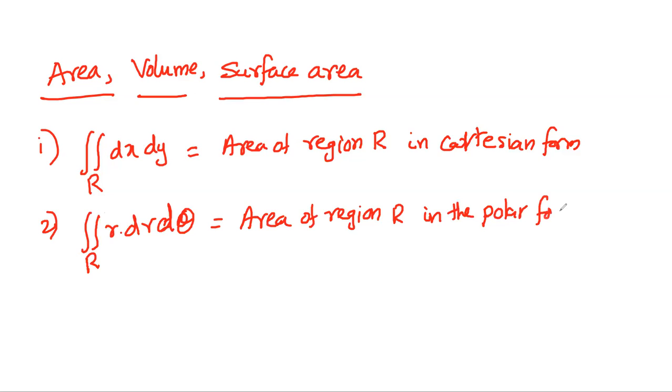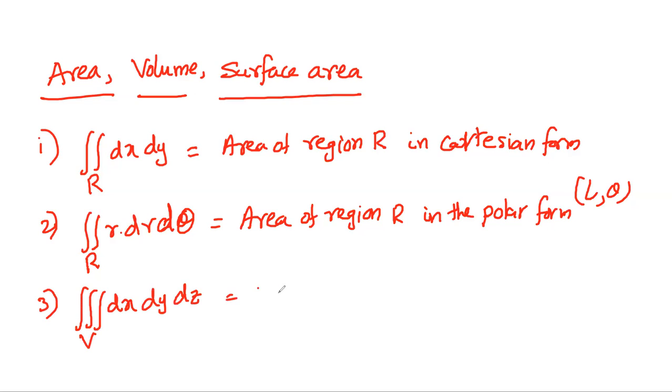In the polar form, you can remember L comma theta. There is a certain length L as well as angle theta, which is called the polar form. You can recollect this from 12th grade. Now, if it is triple integrals, there is a volume, dx dy dz, which is equal to the volume of the solid. Yes, this is another criterion.